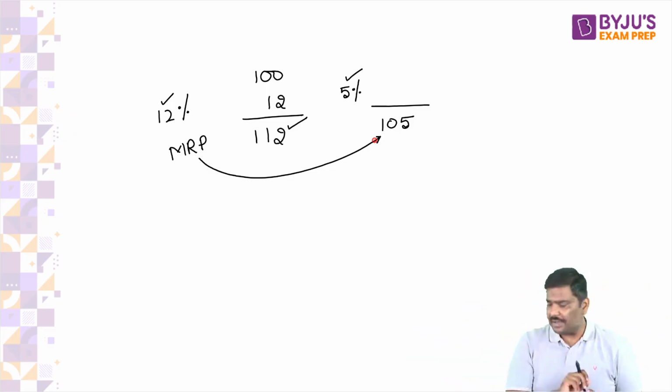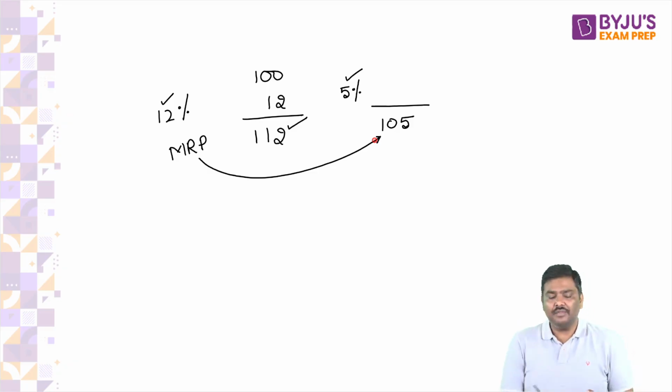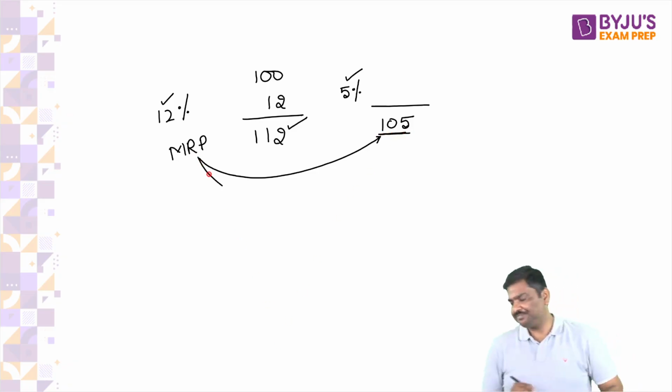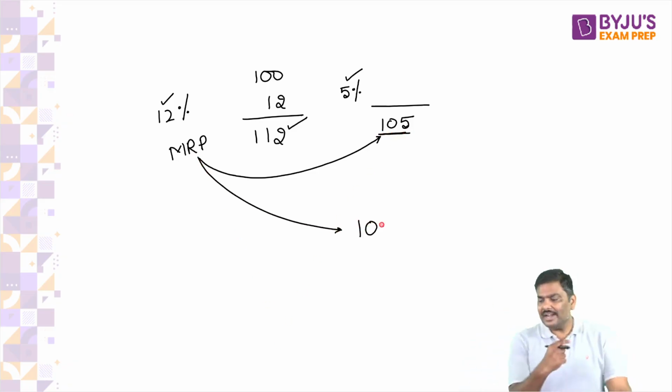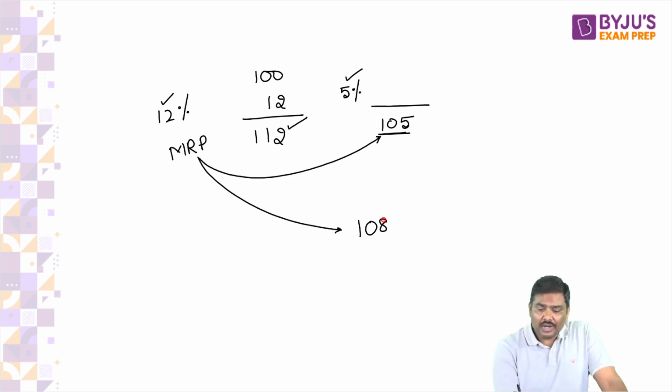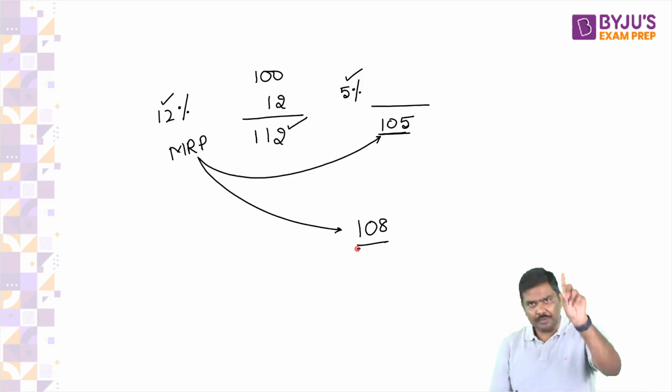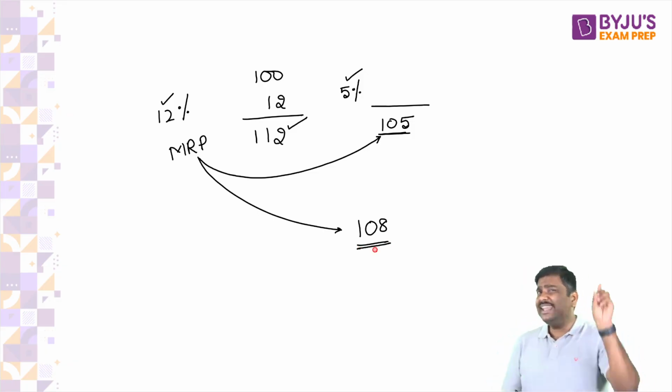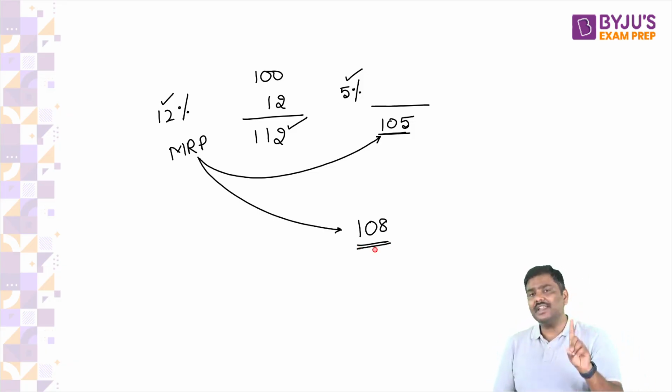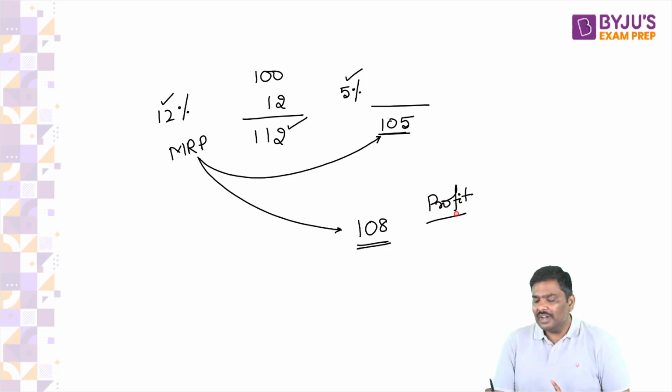But what if I say, rather than reducing it to 105, you will reduce your MRP to 108 rupees. Question number one. If nothing else changes except GST rate, please tell me, will your profit earning, how much profit you are earning at 108, will it increase or not?